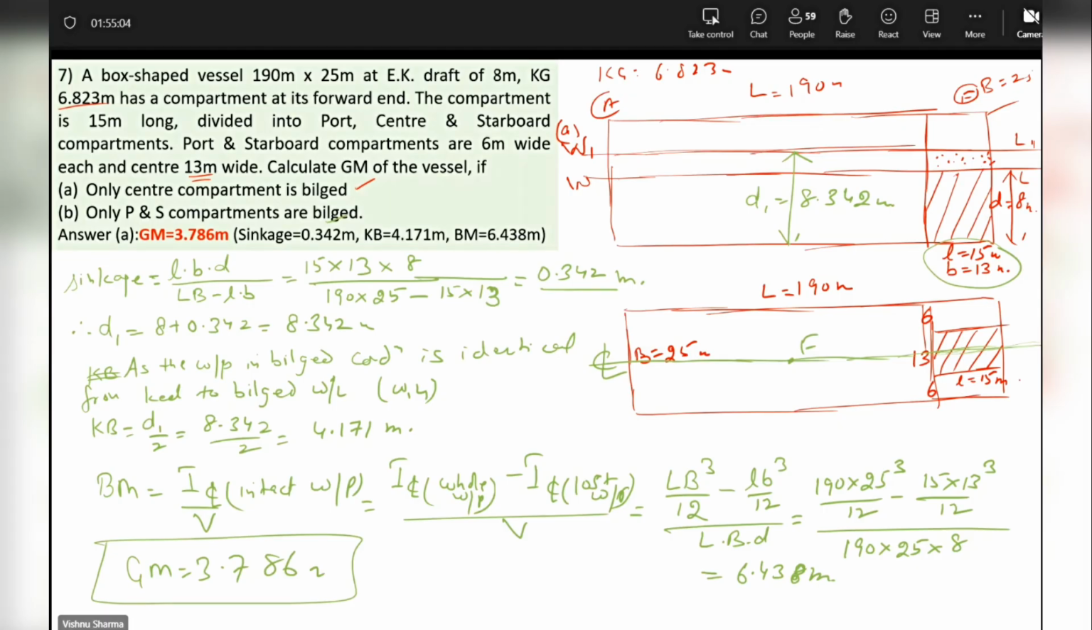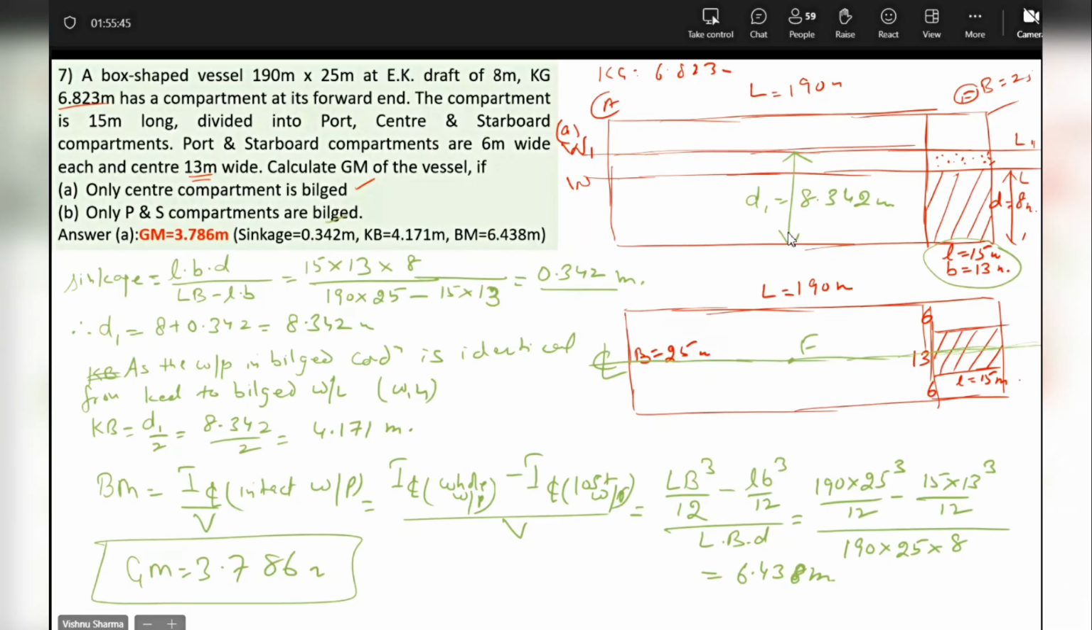I think 6.438. Please review it. We have calculated the GM of a vessel after bilging when the bilged compartment is not located amidships, but the working has not changed. It has remained the same. The only thing is, it can just be unnecessarily confusing if you are not familiar with this. GM is 3.785. Is my answer wrong? 3.786 or 3.785? Okay, 3.786 is okay. Yes, sir, 86 is coming, that's okay.